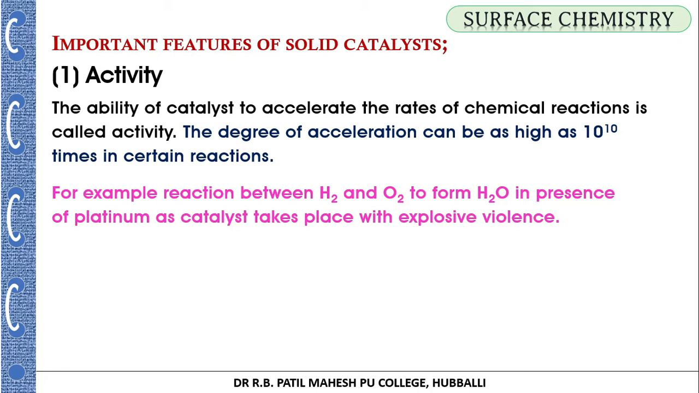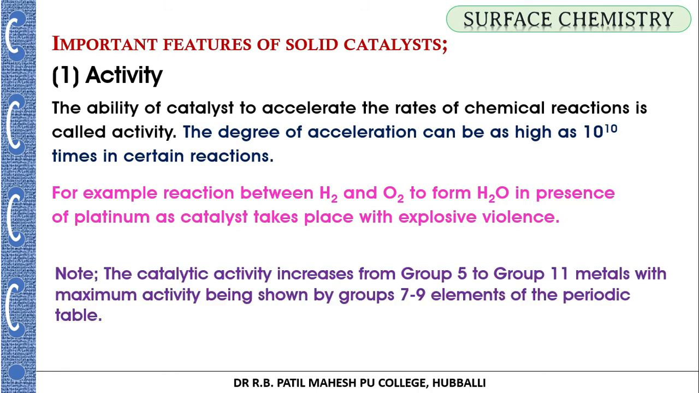Students, in your periodic table, the elements present from group 5 to 11 are metals, nothing but transition metals, and they are found to have maximum activity, that means the ability to accelerate the rate of a chemical reaction, particularly from group 7 to 9. So in general, we can say that transition elements, as you already studied, have very high ability to accelerate the rate of a chemical reaction and thereby act as catalysts.